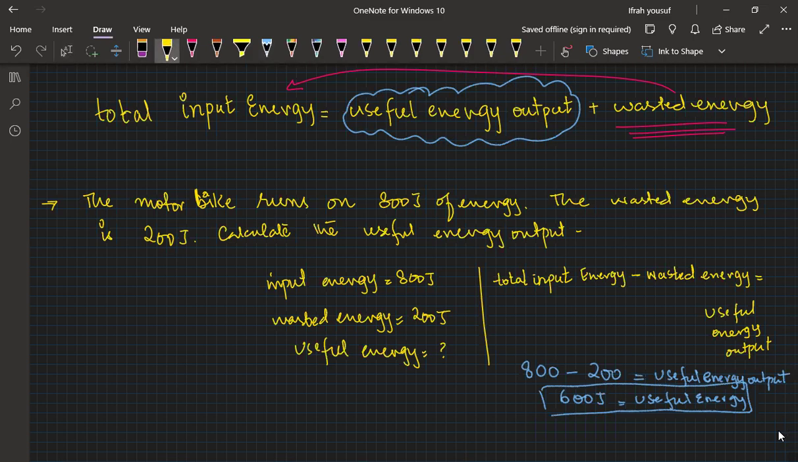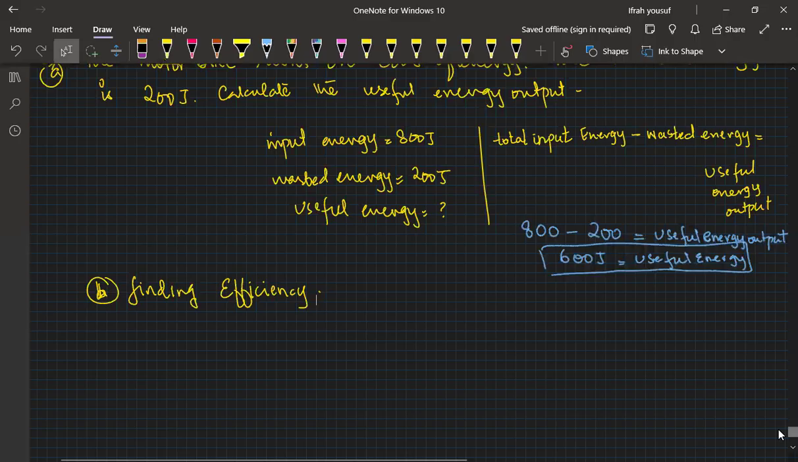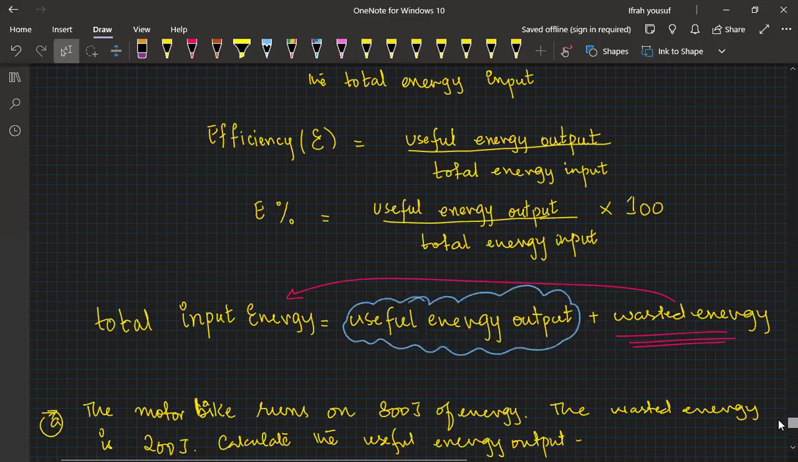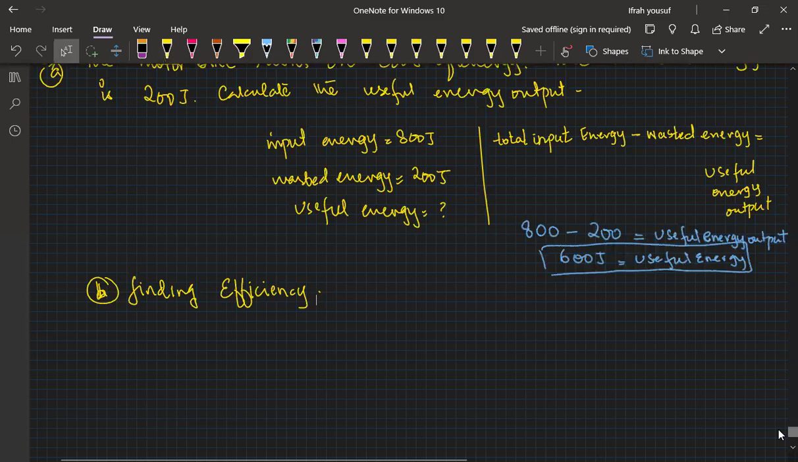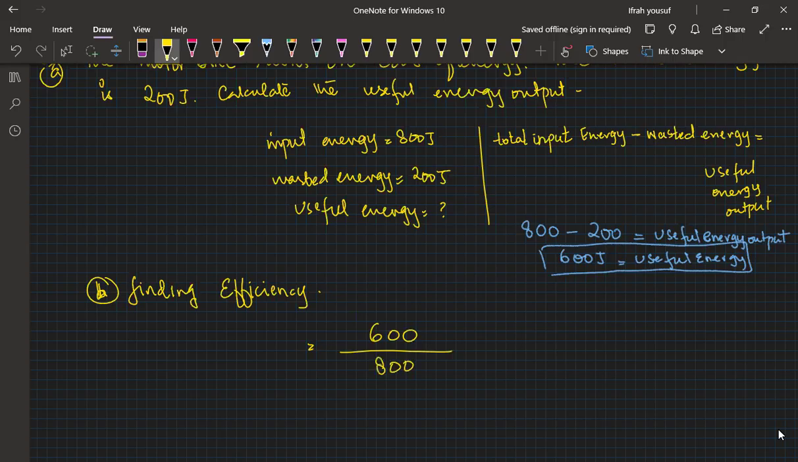Now, can we find the efficiency? If I give you part B in such a question, finding efficiency, what is the formula for efficiency? Useful energy output divided by total energy input. So we have to plug the values here. What is the useful energy output? 600, and we have to divide by total input energy, which is 800. What will be the answer? Two 3s are and two 4s are, 3 upon 4.